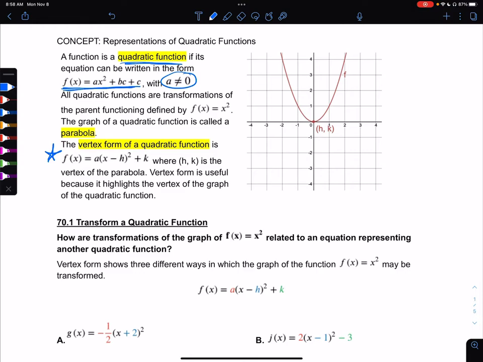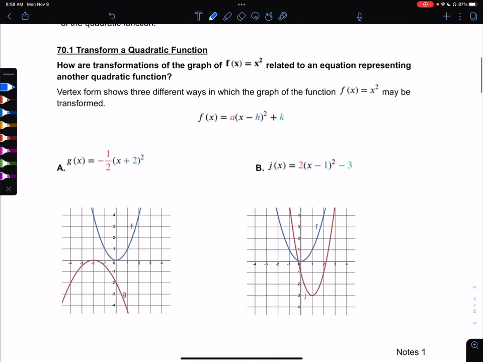The vertex form of a quadratic function is f of x is equal to a times the quantity x minus h squared plus k, where (h, k) is the vertex of the parabola. That's why it's called vertex form, because we have the vertex right in there. Pretty clever. So the vertex form is useful because it highlights the vertex of the graph of the quadratic function, which is pretty obvious. All right, 70.1, transform a quadratic function.